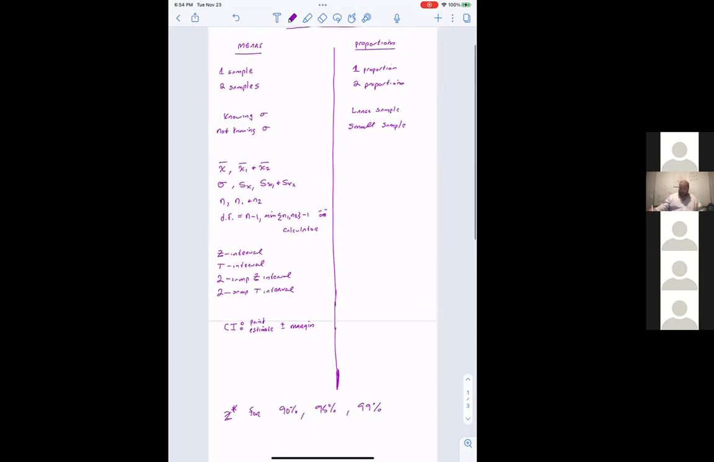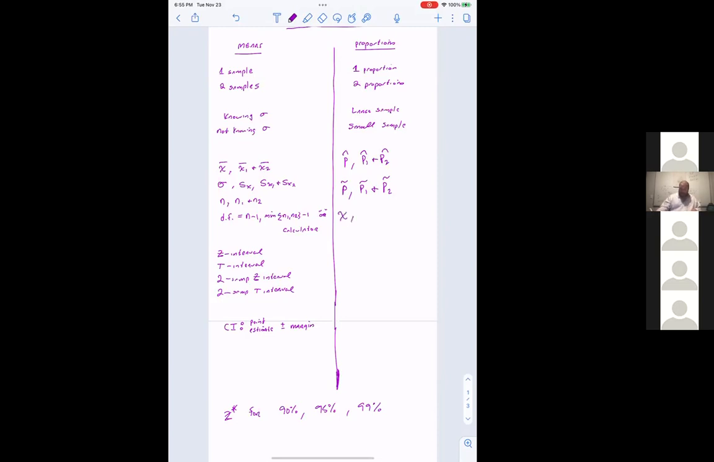But what are the things we need for proportions? We need P hat, or P1 hat and P2 hat. What else might we need, depending on the scenario? What about P with the squiggly line on top? Yes, P twiddle, and P1 twiddle and P2 twiddle. What else? There's also P hat in the situation where we pool them. That's actually hypothesizing. It's not in confidence intervals, so let's not worry about that.